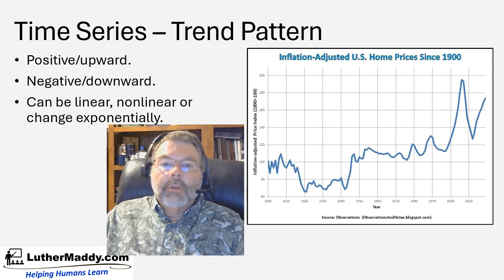Here we see a chart that illustrates a trend pattern. This is the U.S. home prices on average, and notice that overall they're trending upward. They could also trend downwards. They may be linear or nonlinear, and they could also change exponentially, which we kind of see in one of the years during COVID. We'll discuss these a little bit more as we continue on.